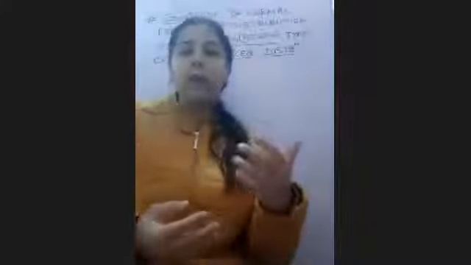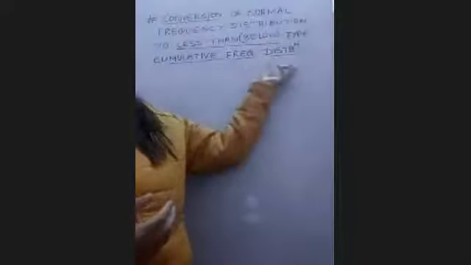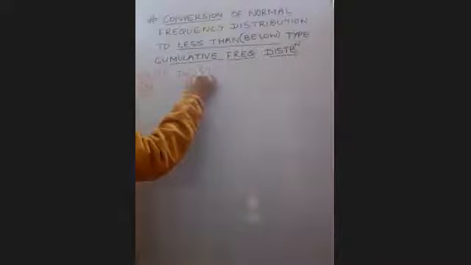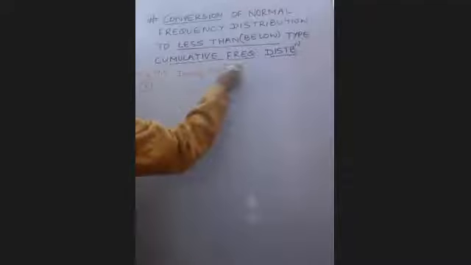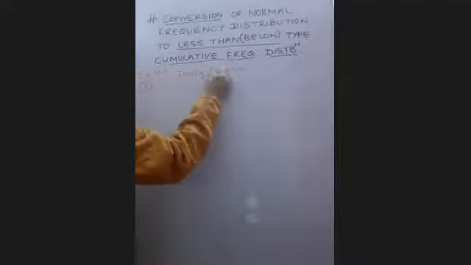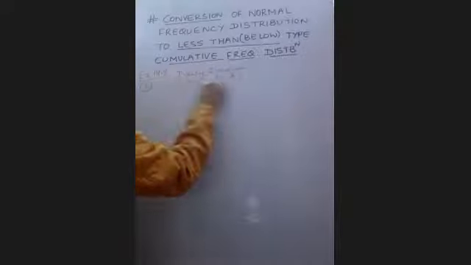All right. So let us suppose we are given data in normal form. We have to convert that data into less than type frequency distribution. Exercise 14.4, question number 1. There we are given daily income in rupees and number of workers.